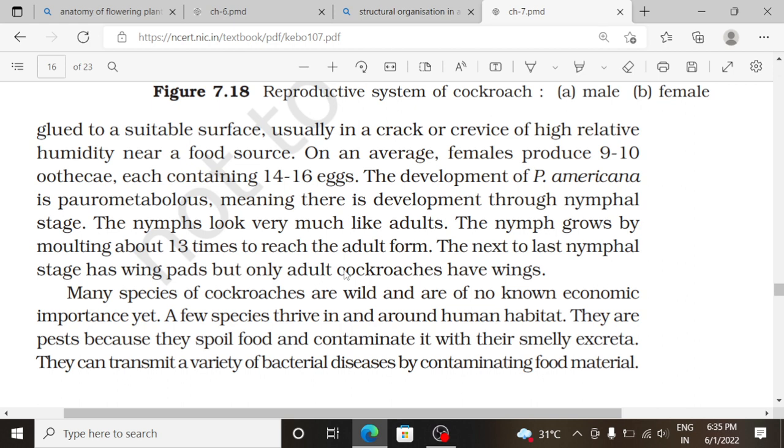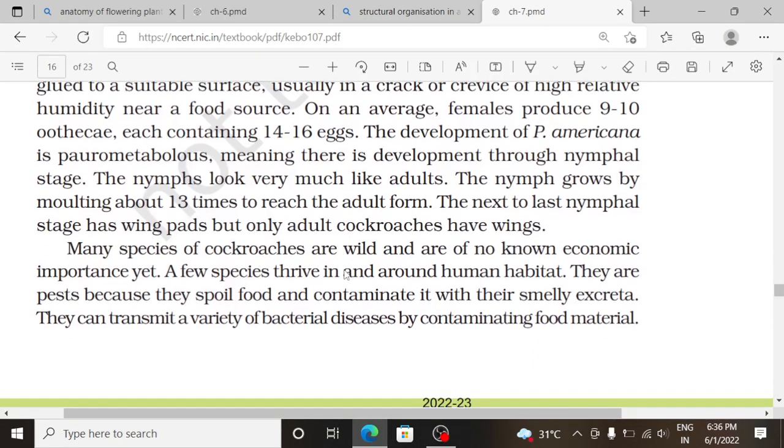The nymphs look very much like adults. The nymph grows by molting about 13 times to reach the adult form. The next to last nymphal stage has wing pads, but only adult cockroaches have wings.